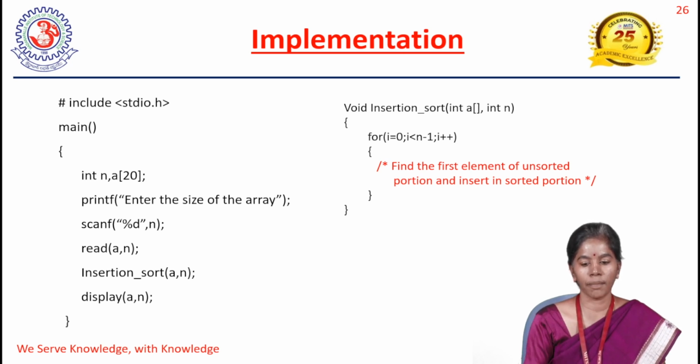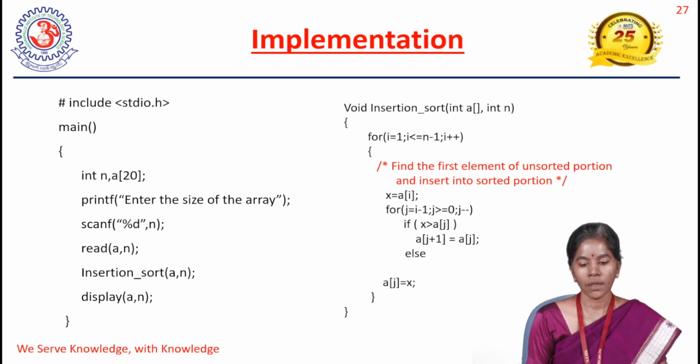Since the number of passes required is n minus 1, we start with i equal to 0 to i less than n minus 1. Since for implementation, instead of having 0 to n minus 1, I want to have it as 1 to n minus 1. Because the 0th element, A of 0, is considered as the sorted list.